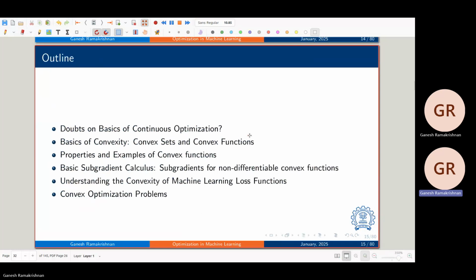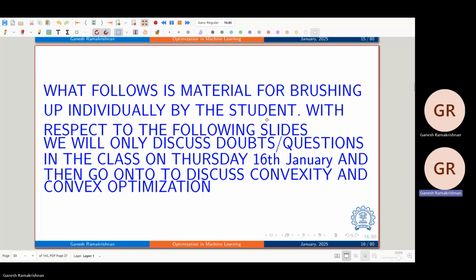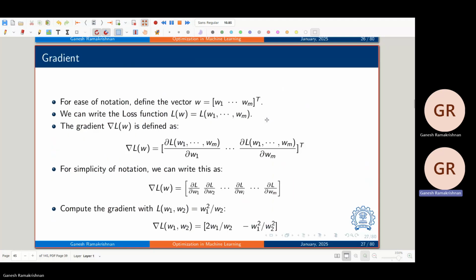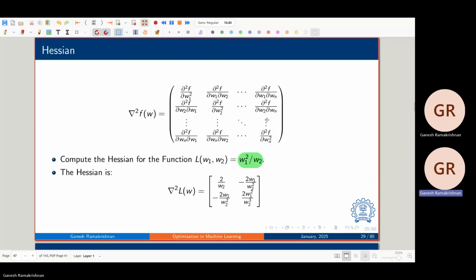So any doubts on the basics of continuous optimization? Anyone has? The notes I had shared last time, we'll take that, and then we had a homework problem also there, and then look at convex sets, right? So this is what I had set as your homework for today, 16 January, going through vectors, matrices, vector products, and so on. All this was already posted. You're supposed to have done this, right?